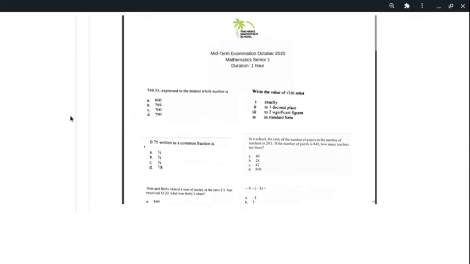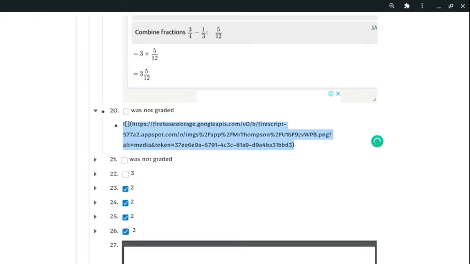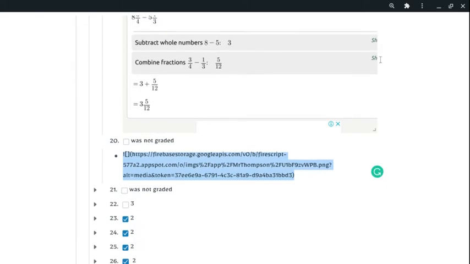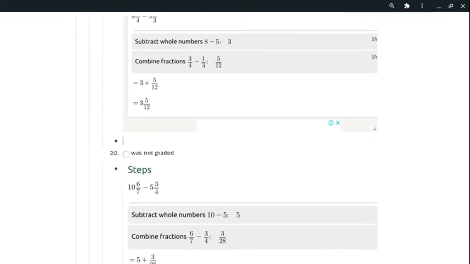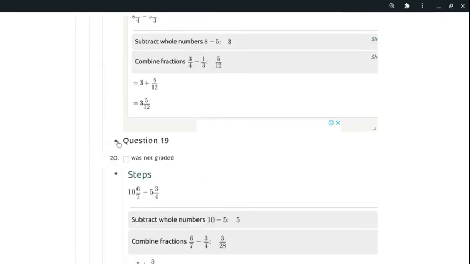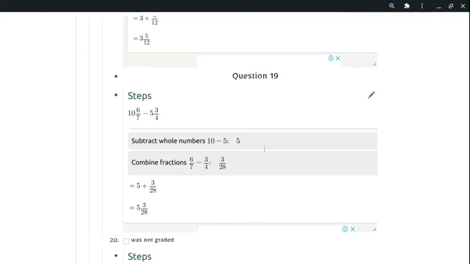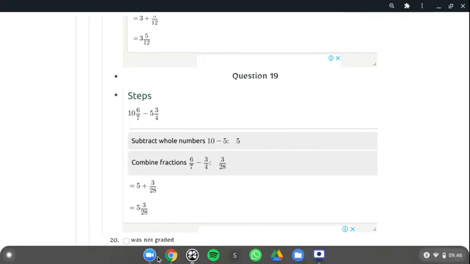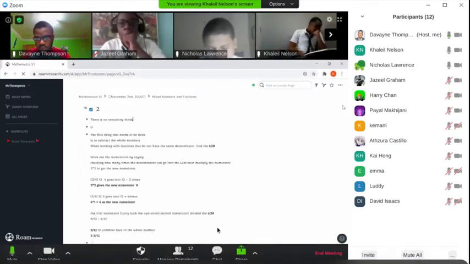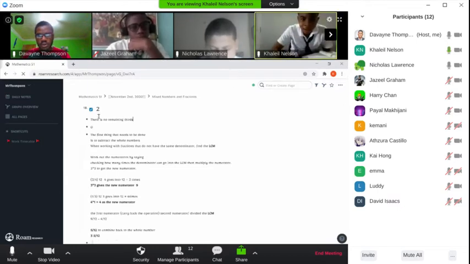The second one now, you're gonna help me with it since you know how to do fractions now. Let's go here. Question 19. Let me bold it. There we go. Question 19. Everyone seeing it? Here we go. 10 and 6 divided by 7 minus 5 and 3/4. Everyone seeing it? Let me check. Khalil, scroll down for me.